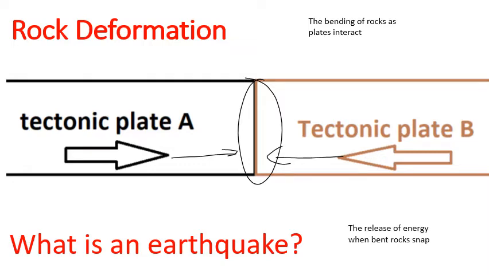An earthquake is the release of the energy when those rocks that are squeezed end up snapping. Rocks don't bend very well, but when they do, they will snap. And when they do snap, they release energy. That's what an earthquake is. And that energy goes throughout the rest of the ground, and that's what we feel as an earthquake.